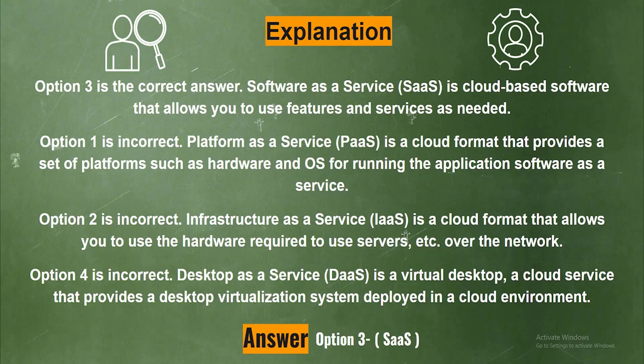Software as a service is a cloud-based software that allows you to use features and services as needed. Option 1 is incorrect. Platform as a service is a cloud format that provides a set of platforms such as hardware and OS for running the application software as a service. Option 2 is incorrect. Infrastructure as a service is a cloud format that allows you to use the hardware required to use servers, etc. over the network. Option 4 is incorrect. Desktop as a service is a virtual desktop, a cloud service that provides a desktop virtualization system deployed in a cloud environment.